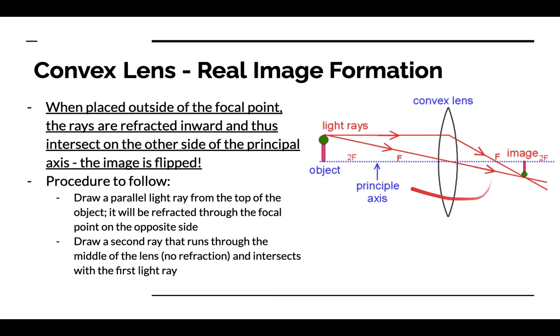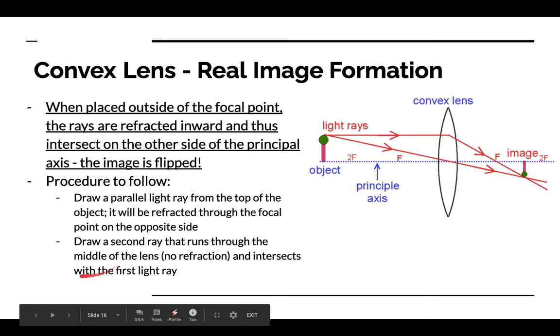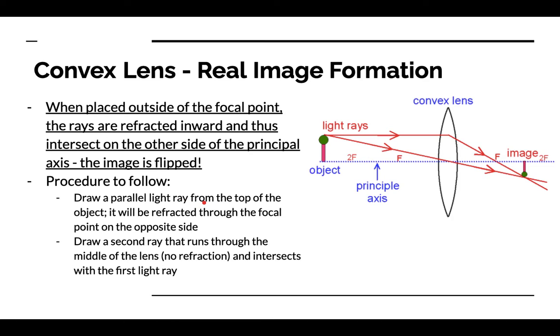The second step is draw a second ray that runs through the middle of the lens. No refraction will occur. It's just going to go straight through, and it's going to intersect with the first light ray. So the point where the two light rays intersect is going to represent where your image forms. These two rules are going to be the bedrock for all other light ray diagrams that we do in this lesson, okay?